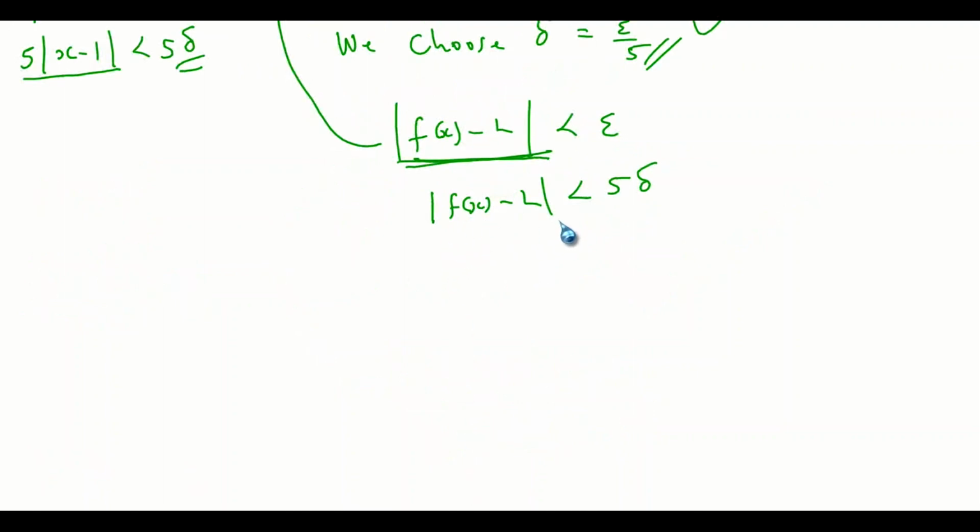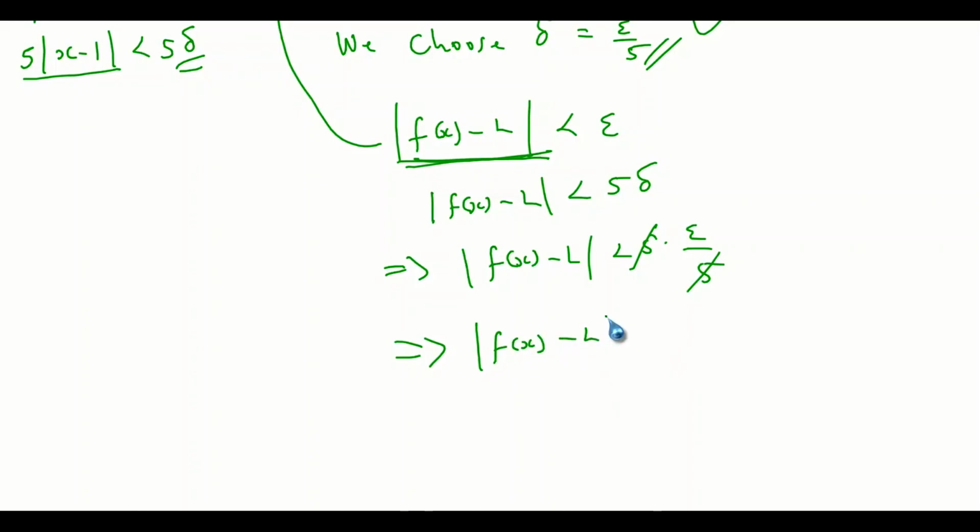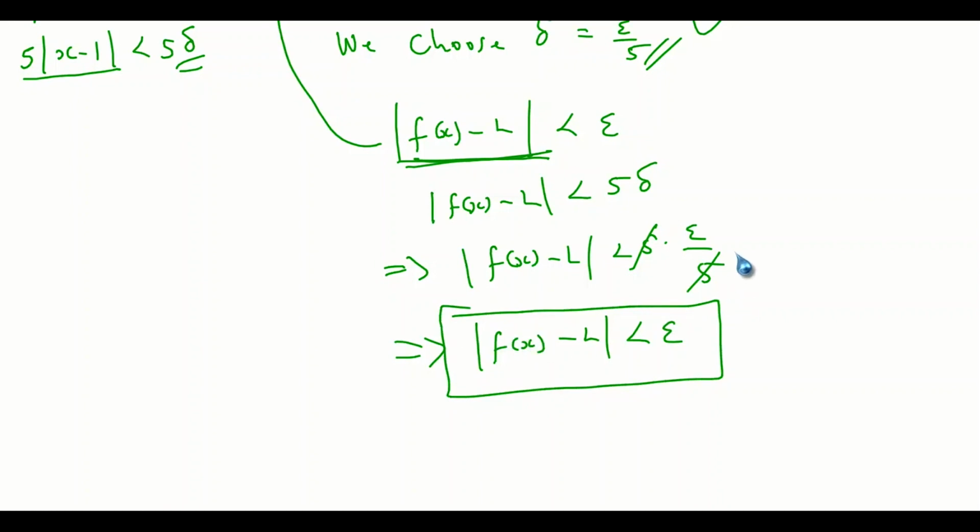We can now substitute the value of our delta. So it implies that the absolute value of f of x minus L is less than 5 times our delta, which is epsilon over 5. So this will cancel this. So it implies that the absolute value of f of x minus L is less than epsilon. So this is what some lecturers want to see. You just make use of the value of your delta and get this.